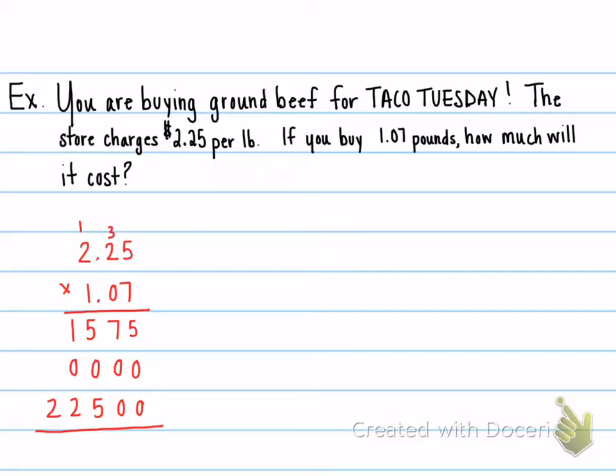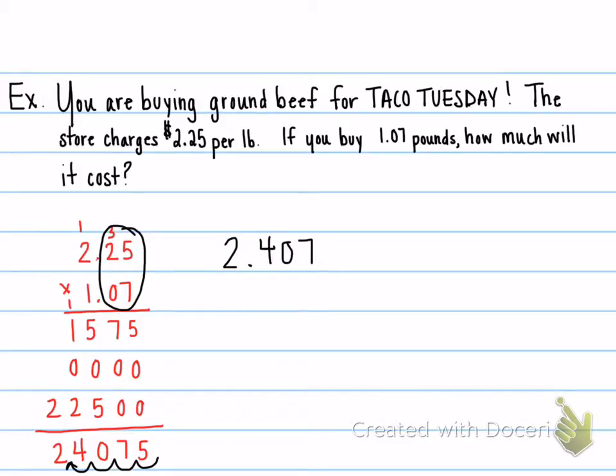I'm going to add these together. I have 5, 7, 10. Carry the 1. That's 4. And nothing to add there. That's 2. Now what you have to realize here is that the decimal doesn't go straight down because we have 4 numbers after the decimal, which means we need to move it 4 spaces from the end. So what I'm looking at here is really 2.4075.